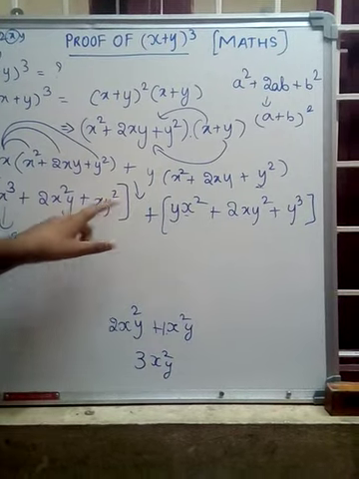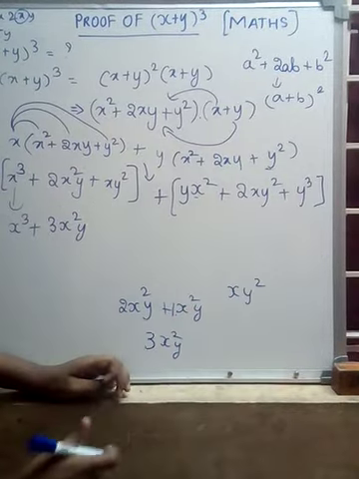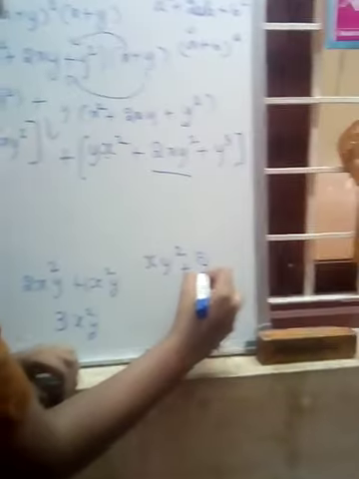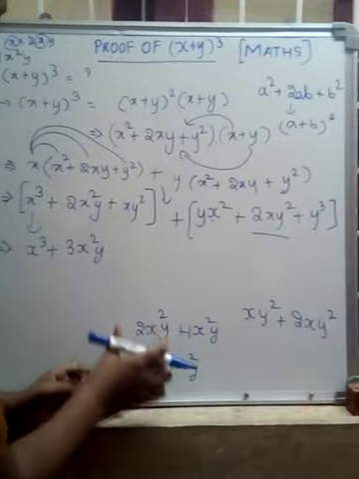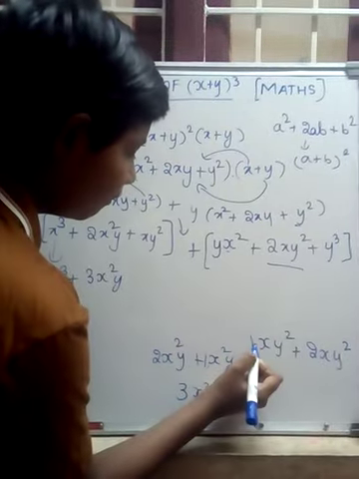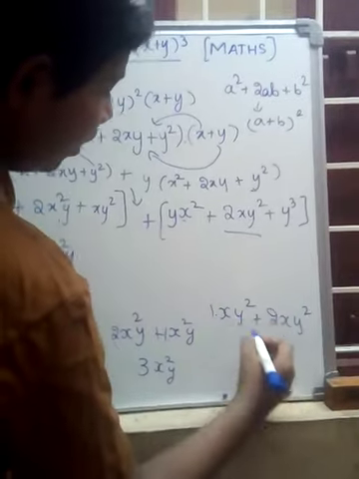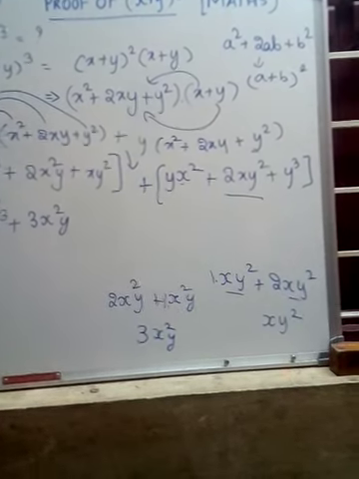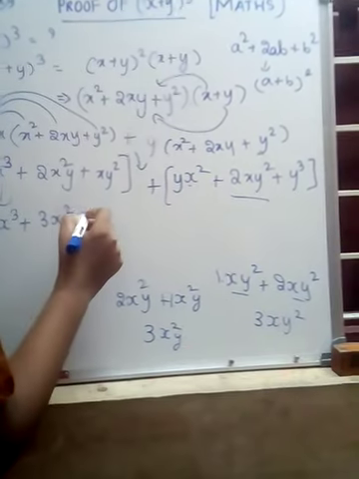Yeah, next is xy square. For y square is there. If there is no numerical coefficient, we can keep 1: 1xy square plus 2xy square. As it is, write the variable xy square, add the numerical coefficients 1 plus 2, that is 3. 3xy square.